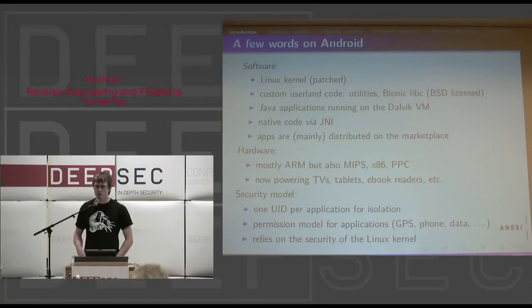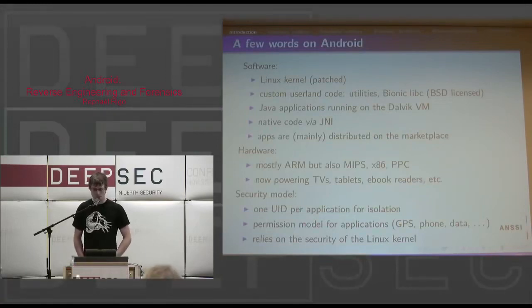Applications, while they can be installed by people using a USB cable, are mostly distributed via the marketplace or via websites. Concerning hardware, it's mostly ARM CPUs, but we can find Android running on MIPS, x86, and PPC too, though the vast majority is ARM. Outside of phones, it's also used to power TVs, tablet PCs, and ebook readers. So you see Android going everywhere. Google is really good at pushing its operating system everywhere.